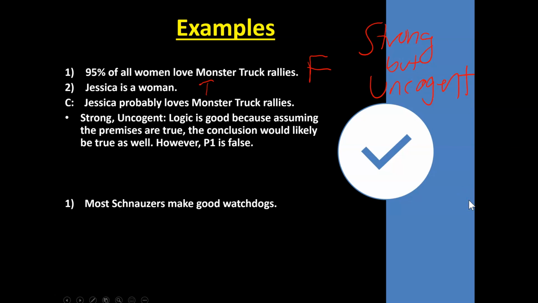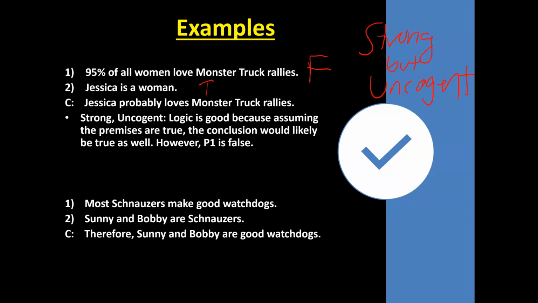Next, most schnauzers make good watchdogs, and Sonny and Bobby are schnauzers. Therefore, Sonny and Bobby are good watchdogs. Let's go through that procedure again. So at first, you look at the argument. You might not even know what a schnauzer is, let alone whether or not it makes a good watchdog. It doesn't matter when you're testing the logic. It doesn't matter when you're in the strength phase, right? You just go, okay, whatever that thing is, and whether or not it's a good watchdog, I'm just going to go with it. Okay, true.